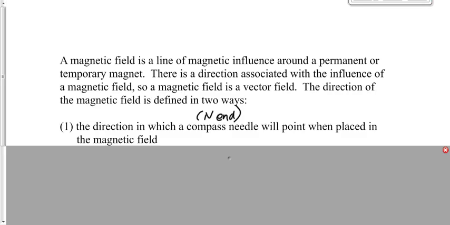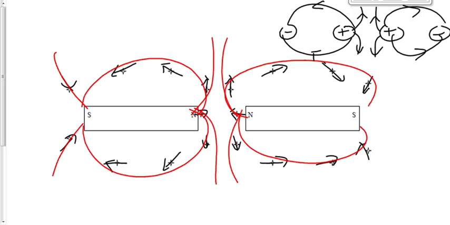So the direction in which the north end of a compass, or in other words, the direction in which the compass needle would point when placed in the magnetic field. Okay, that's what we just did. We found in all those diagrams that we drew that the magnetic field pointed in the direction that the compass needle pointed.